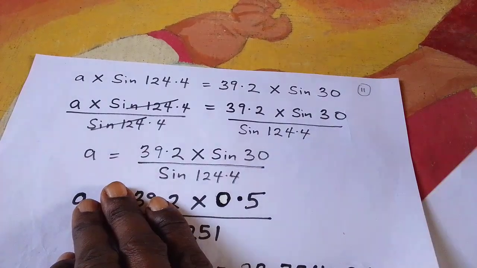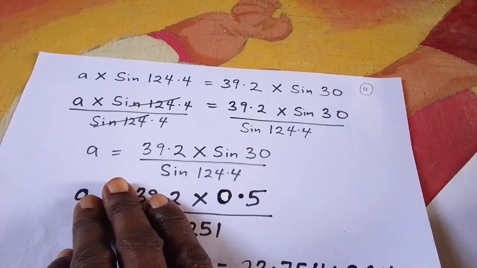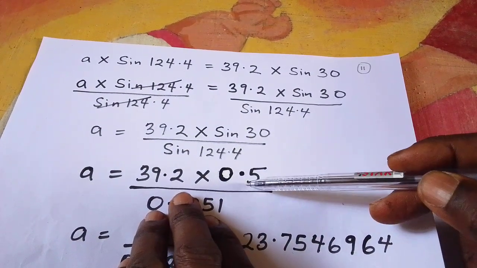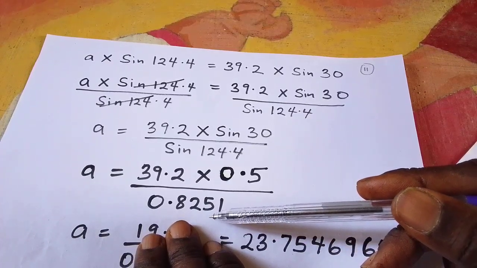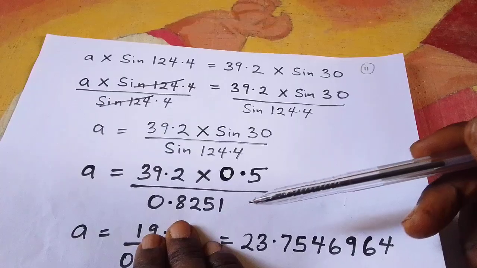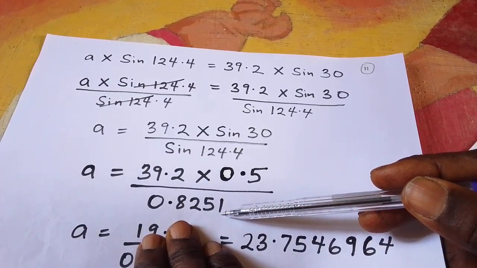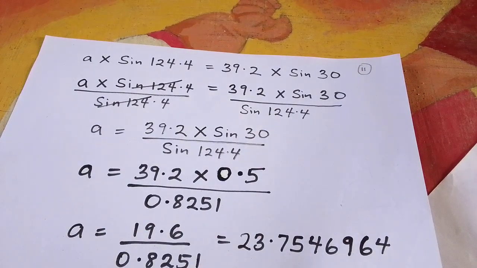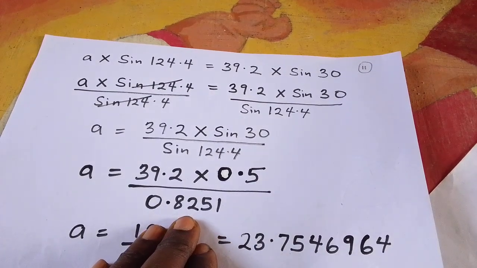Now, you need to know the value of the angles. Sine 30 will give us 0.5. Then sine 124.4 should give us 0.8251. If you press your calculator, it will give you this value straight, 0.8251. But if you want to use your four-figure table, you cannot look for an angle more than 90 in the four-figure table.